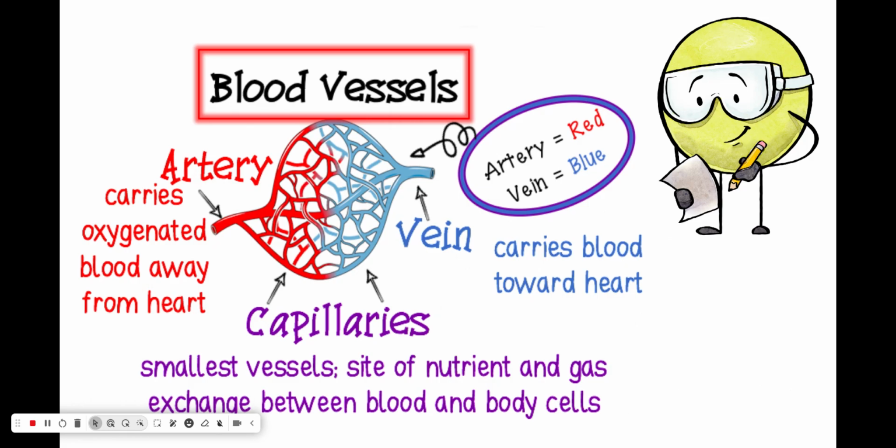Veins and arteries are like highways. They're the big things. That's where most of your blood is. Then we have capillaries that are like the back streets. So they're like the neighborhood roads. That way your blood can get to every single cell in your body.